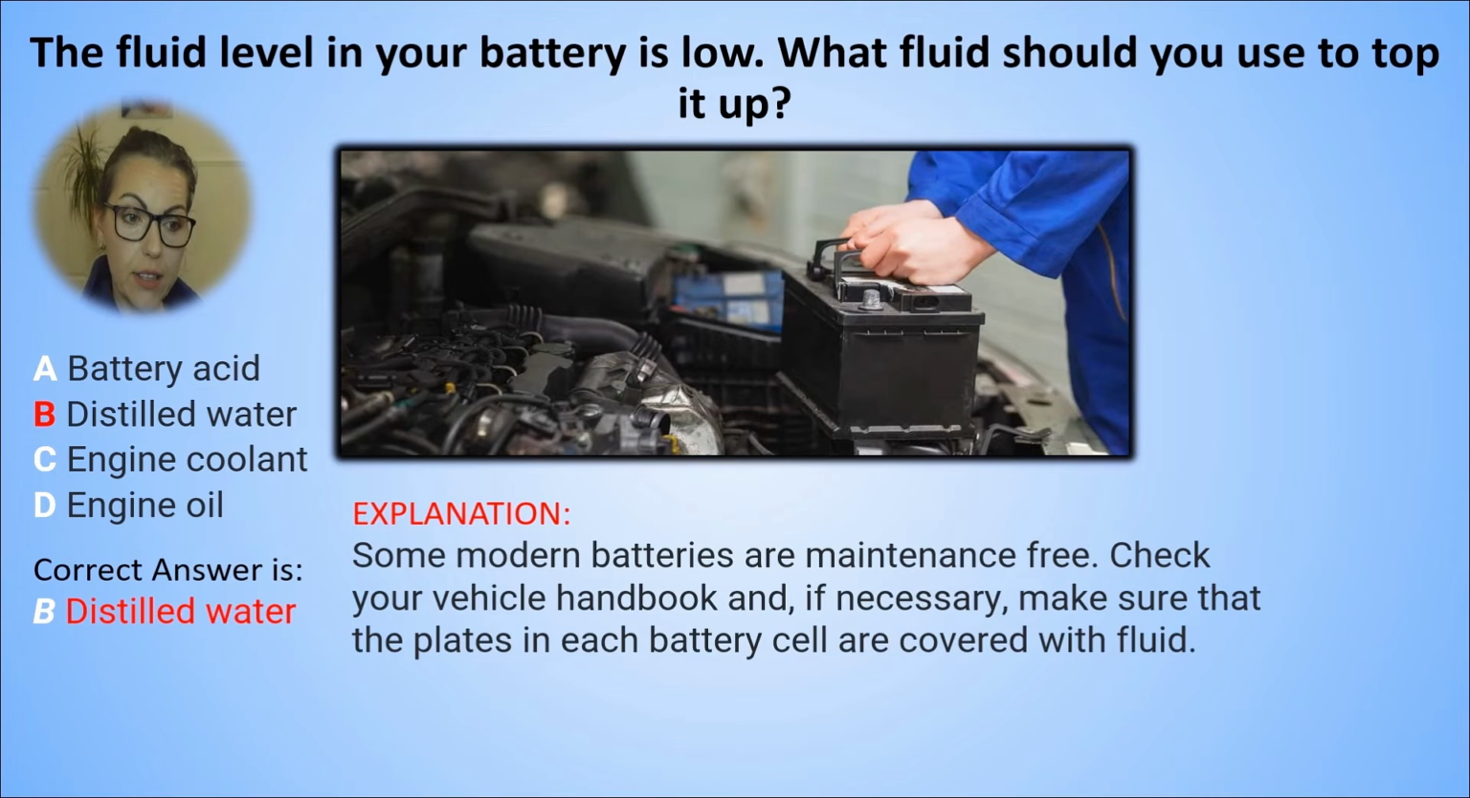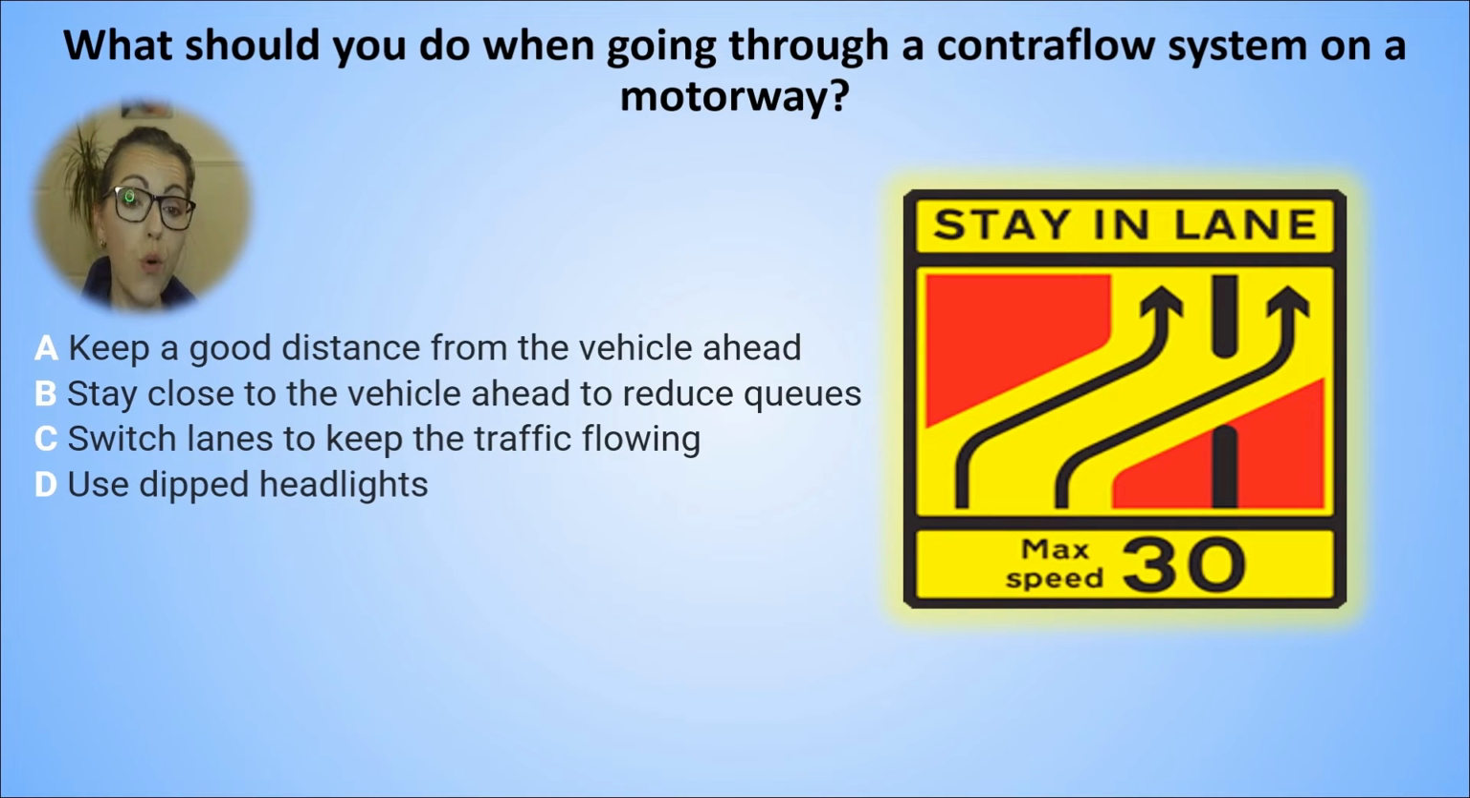Next question. What should you do when going through a contra flow system on a motorway? A. Keep a good distance from the vehicle ahead. B. Stay close to the vehicle ahead to reduce queues. We all know we hate queues on the highway. C. Switch lanes to keep the traffic flowing. D. Use dipped headlights.